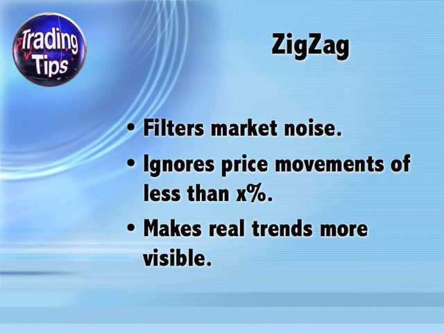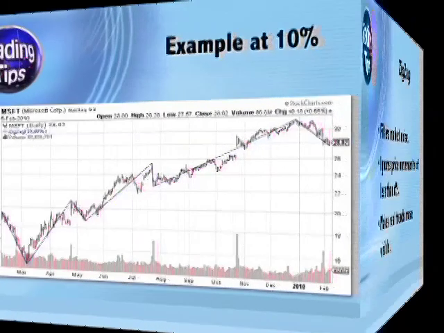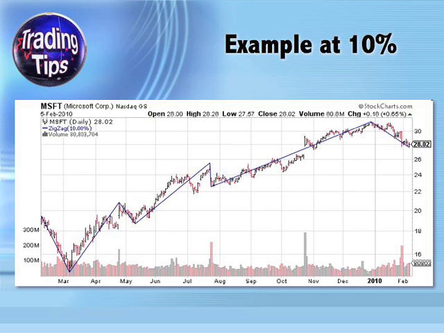As stated earlier, the ZigZag overlay filters out this so-called market noise by ignoring price movements of less than X%, and you get to define X. This makes the real directional trends of a stock easier to see. Here's an example of Microsoft's ZigZag where X equals 10%. You'll notice in early April the stock had a bit of a hiccup, but the ZigZag ignores this. That's because whenever a new high is set, the stock has to fall by 10%, our value for X, before the trend line reverses direction. Then, once it's headed down, it needs to rise by at least 10% before the line reverses to the upside.